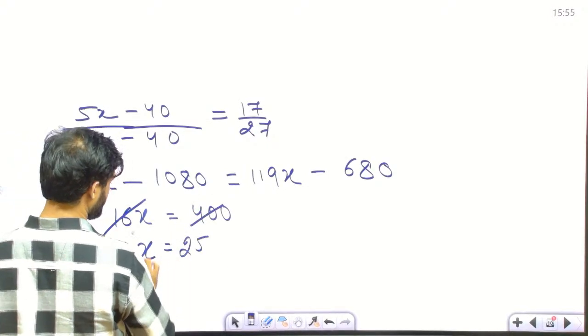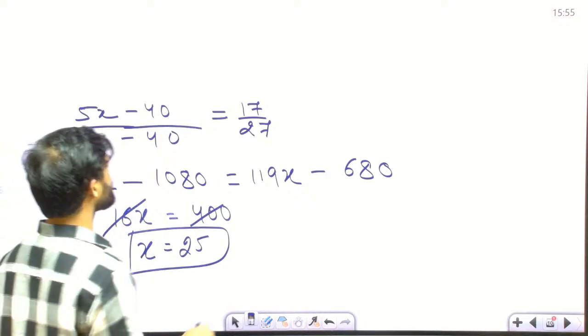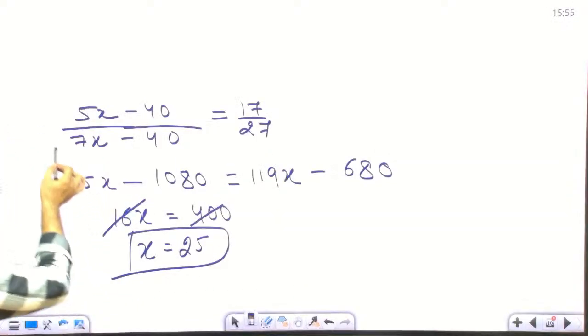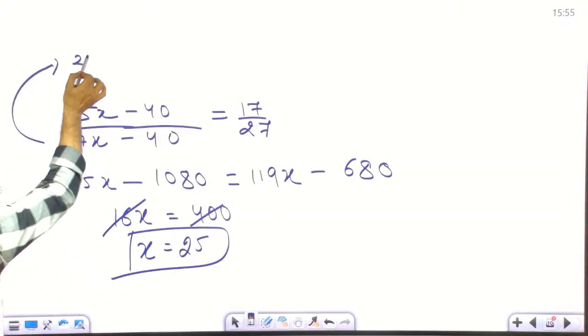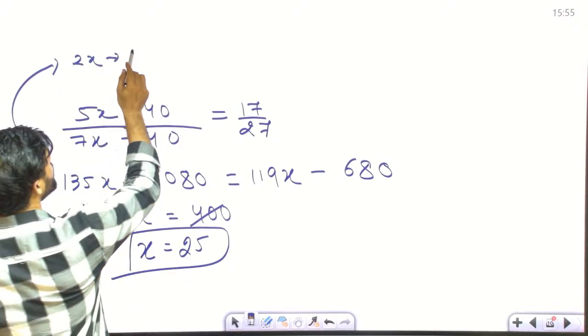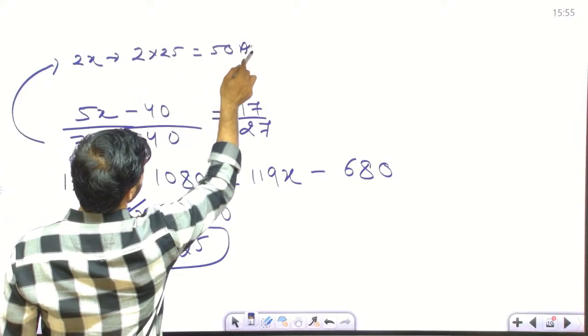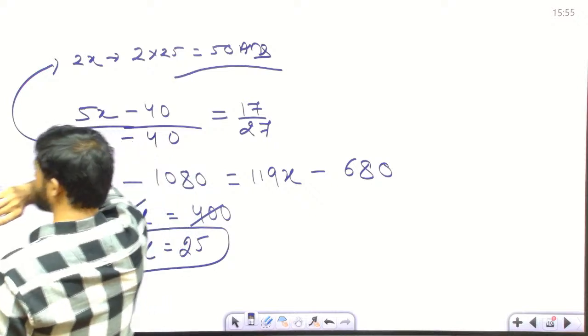Very good. But we have to take the difference of the numbers. So the difference of these two numbers, 5x and 7x, will be what? 2x. So we need the value of 2x. The value of x is 25, so 2 into 25. The answer is 50. Very good. The answer is 50.